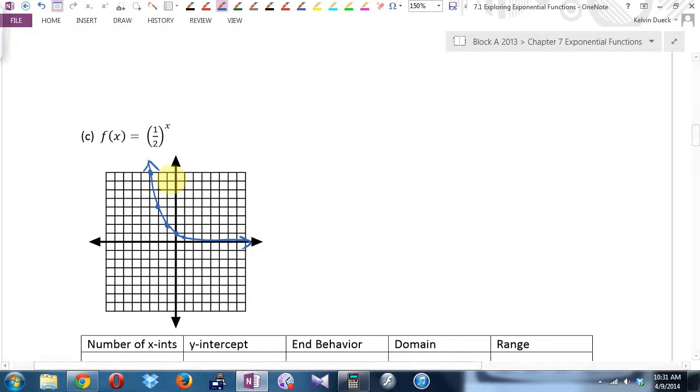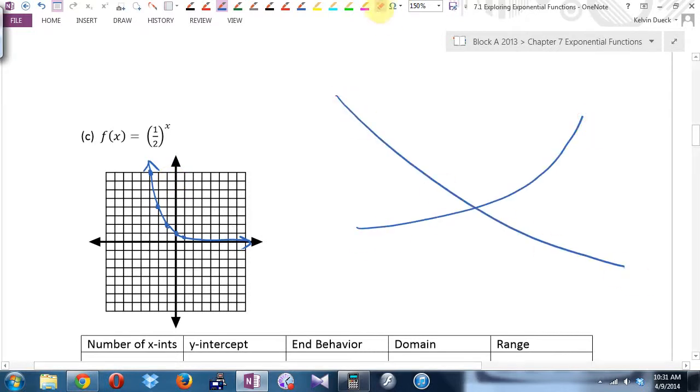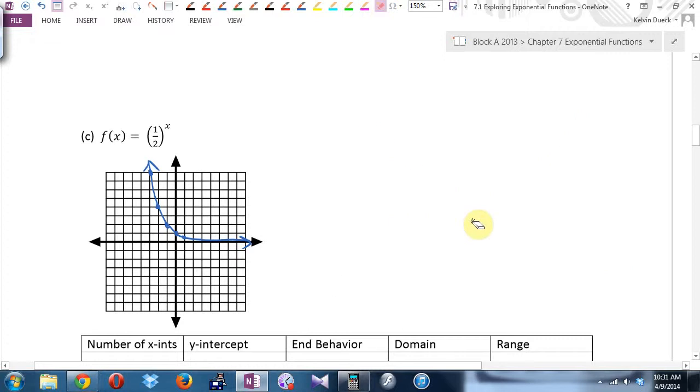Very similar to the other exponential, except instead of going this way, it's going this way. Justin, can you show me an exponential graph with your arms? Okay. Now, it turns out I lied. Every exponential graph looks like this or like this.